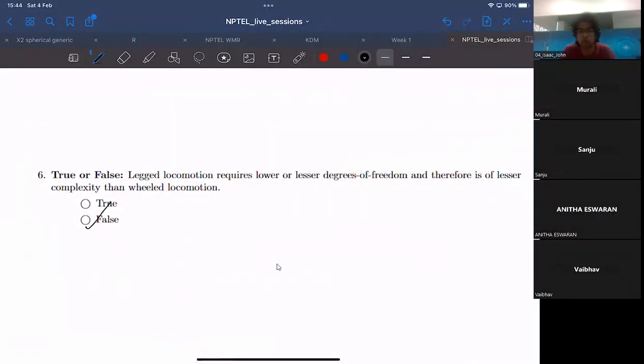See, in the case of leg locomotion, you would require, at the minimum, a hip joint, a knee joint, and an ankle joint. And you will have multiple bodies as well. So in case of a biped robot, how many actuators would you require?